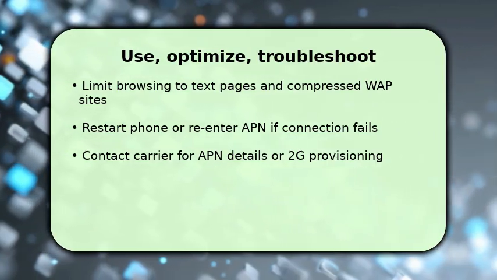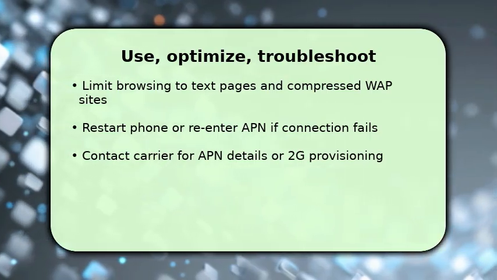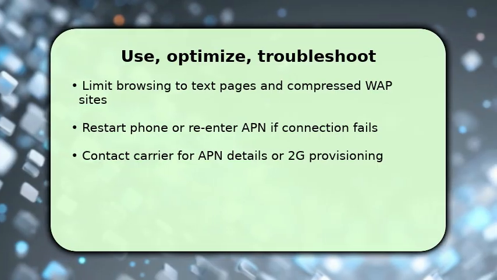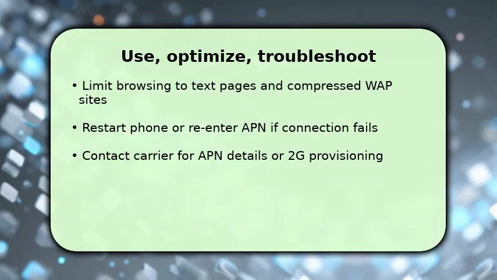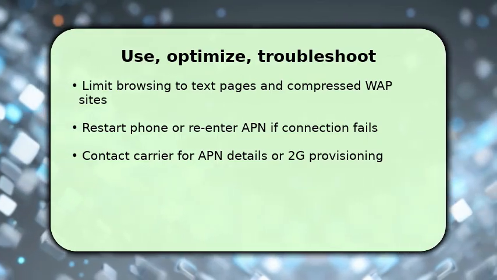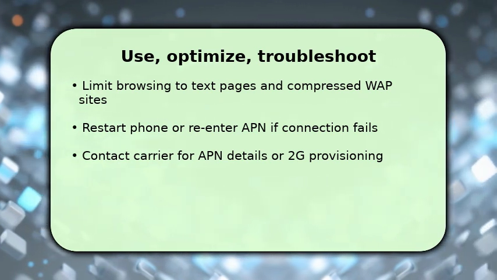This conserves limited bandwidth. If pages fail to load, restart the phone, recheck APN settings, and toggle GPRS off then on. Make sure the carrier still supports 2G. If not, data will not work. If problems persist, contact your carrier to confirm APN and 2G provisioning. This single check often resolves stubborn issues.